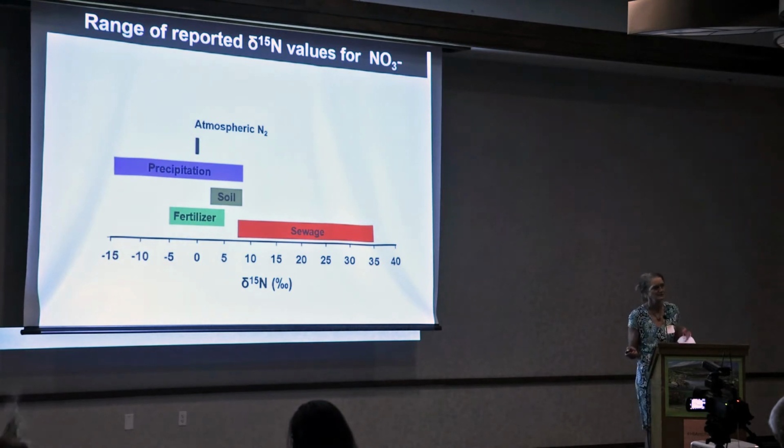This is because when the bacteria are chewing up the organic matter, they are releasing the lighter nitrogen, that nitrogen 14, and so the nitrogen 15 becomes concentrated. Now, one caveat here is if you have mixed sources, both fertilizer and sewage in a system, you may actually not detect it because they may cancel each other out. But if you're getting a lot of sewage in a system, you're going to have really high nitrogen 15 values.